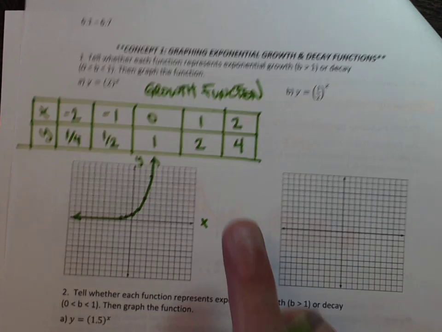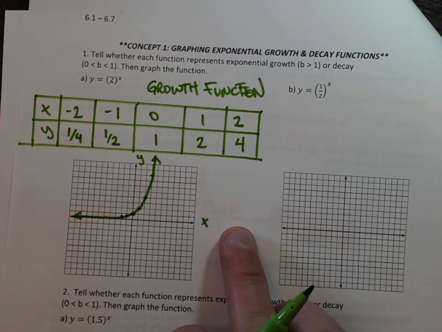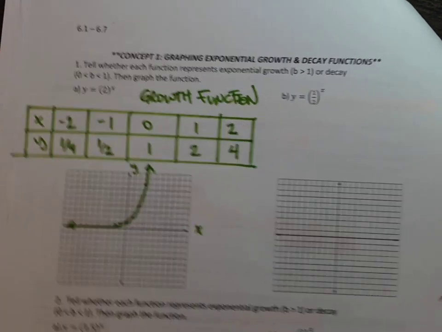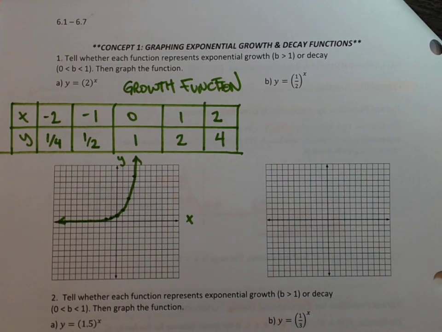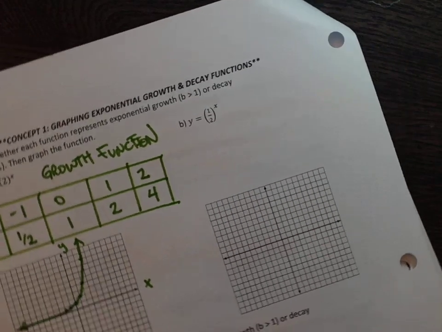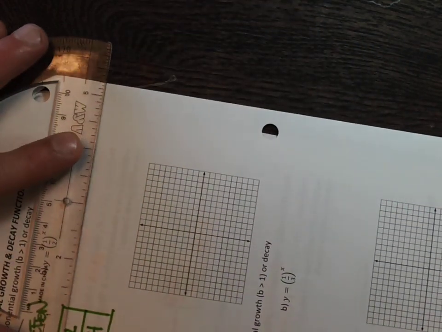Okay. Exponential growth looks like so. Same idea over here for this second one. And I'm going to go ahead and make a table.